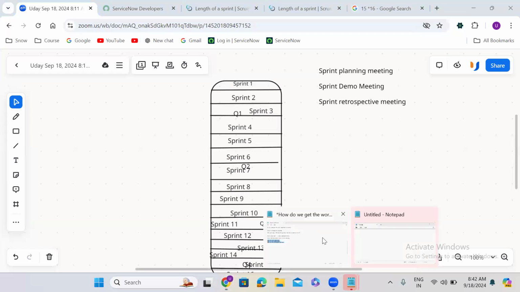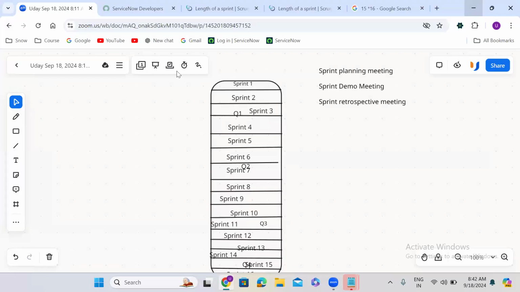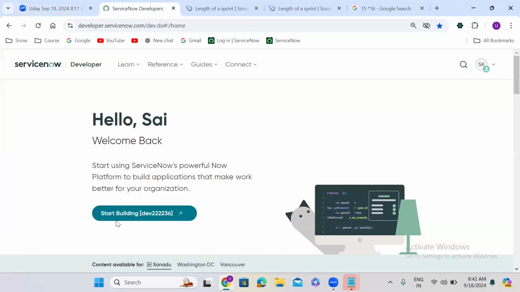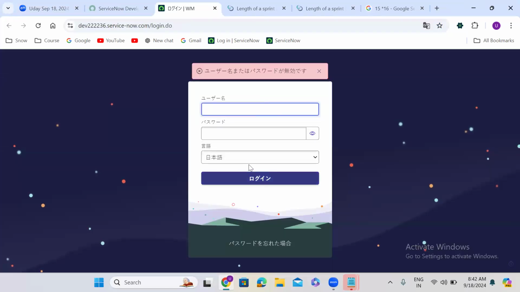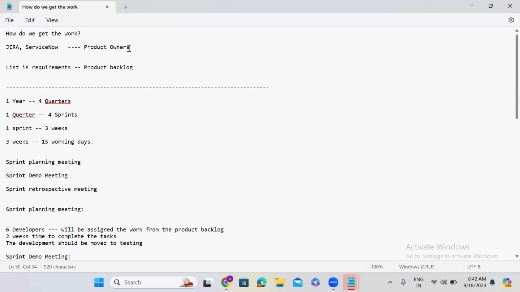Okay. Getting my point? You understand, right? Okay. So guys, normally you will also get the requirements in ServiceNow. I told you, right? You can get the requirements in ServiceNow. You can get the requirements in Jira. We use both Jira and ServiceNow for requirements.